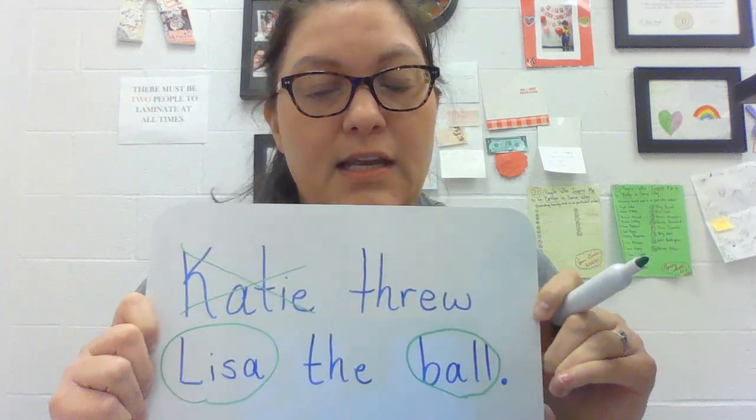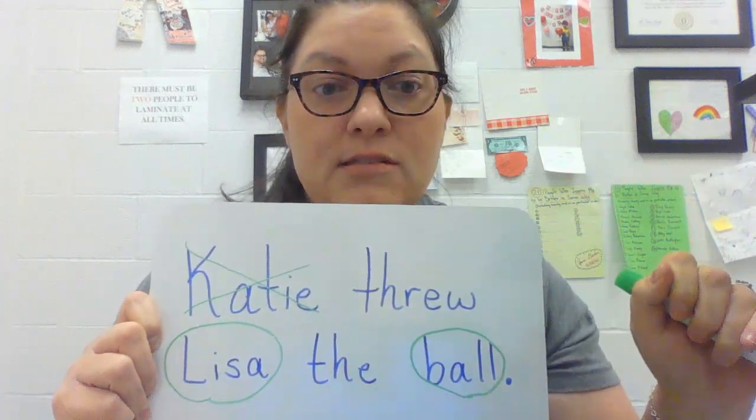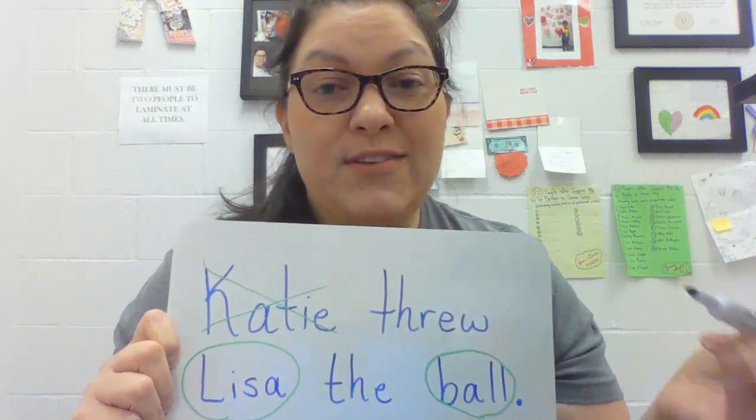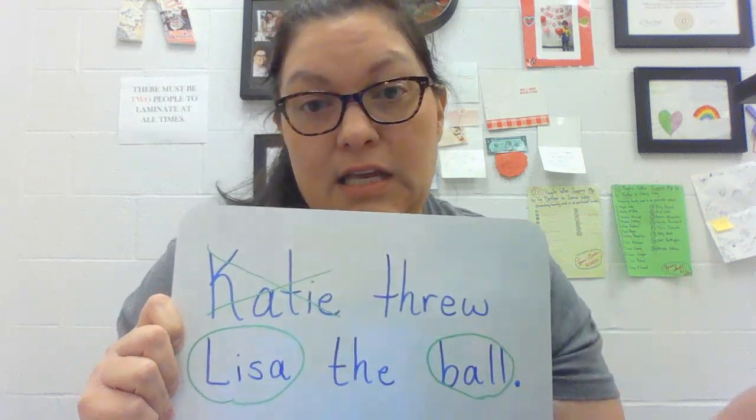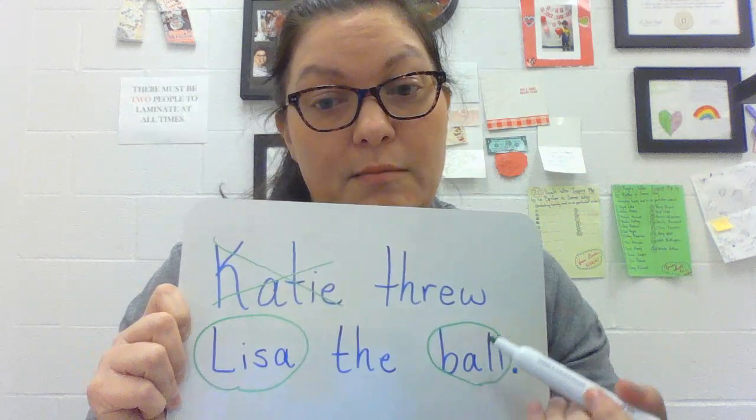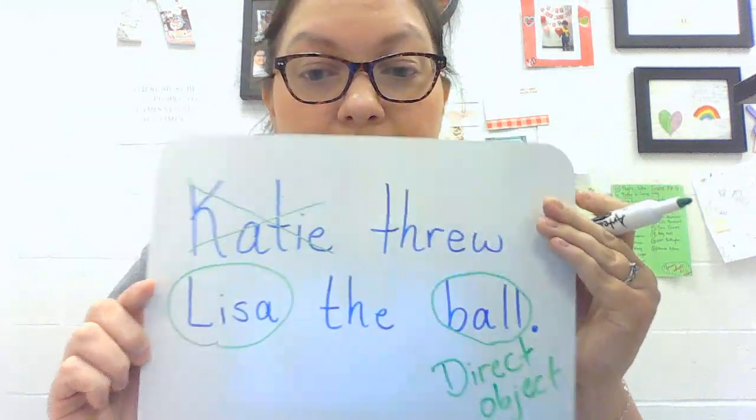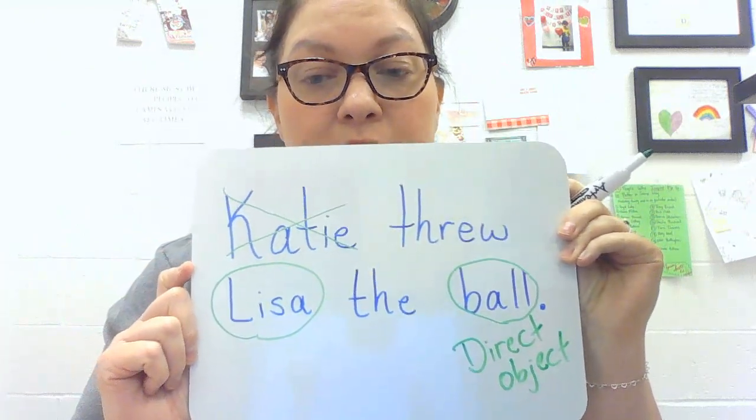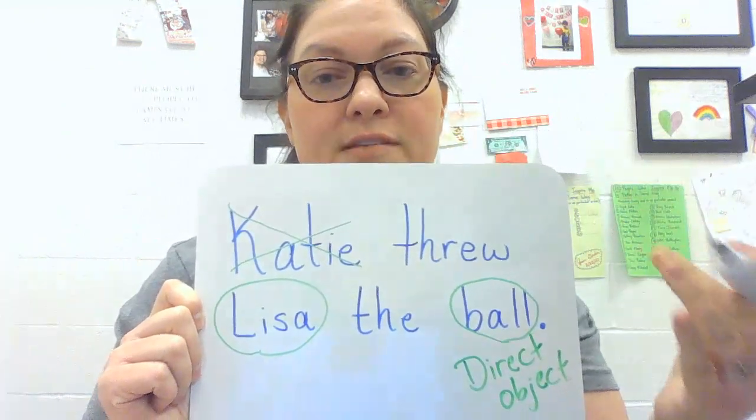Now, I used to have a hard time with this. I heard something that helped me a lot, and that is that the direct object answers the what in the sentence. So Katie threw what? Whatever the answer is to that is your direct object. What did Katie throw? If Katie threw the ball, that means that ball is going to be our direct object. So I'll go ahead and label that. Katie threw the ball would be a fine sentence even if Lisa wasn't involved. Direct object. So we know that ball is direct because it's what Katie is acting upon. What she threw was the ball.